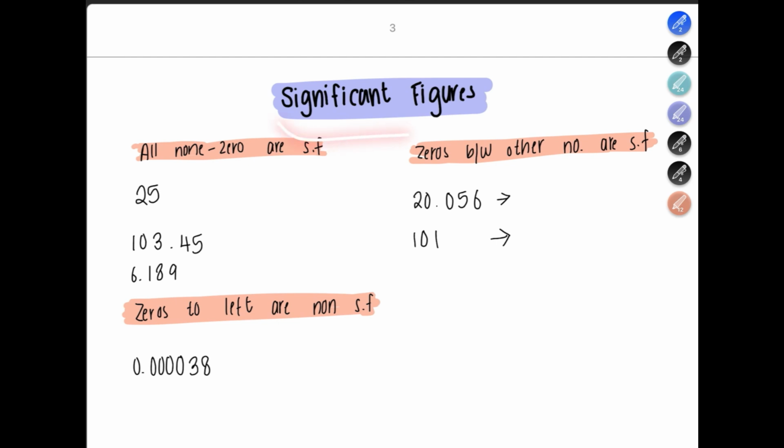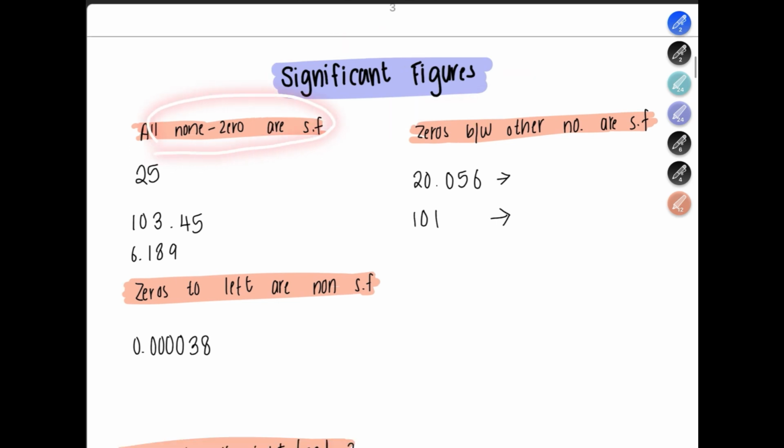Alright, now let's talk about significant figures. All non-zero numbers are significant figures. For example, the first one has 2 significant figures. The second one has 1, 2, 3, 4, 5 significant figures because there are 5 numbers. And finally, we have 4 significant figures because we have 4 numbers.